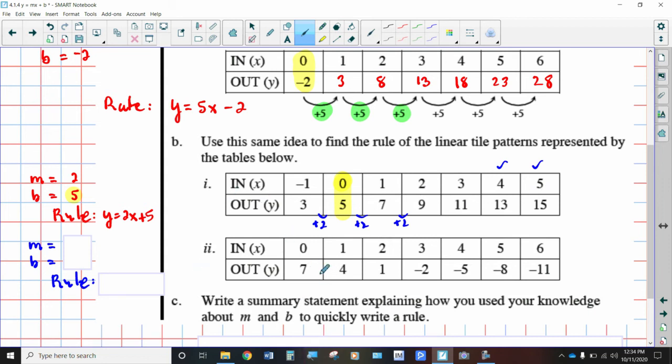Okay, now let's take a look at this one. In this case, it looks like the growth rate is more of a rate of decline. It's going down by 3 every single time. So we'll call that -3. And the y-intercept is at 7.